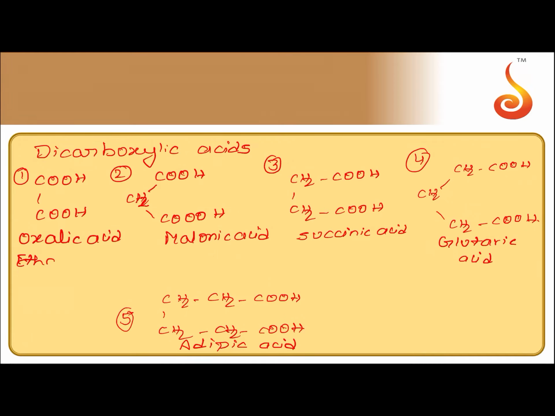And what is the IUPAC name of oxalic acid? Ethane-1,2-dioic acid. And what about malonic acid? Propane-1,3-dioic acid. Succinic acid's IUPAC name is butane-1,4-dioic acid.